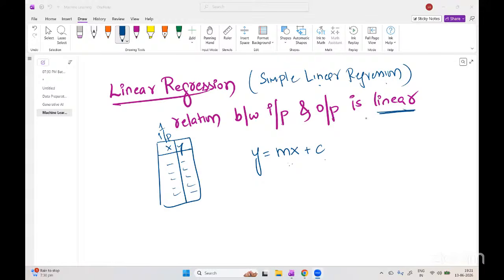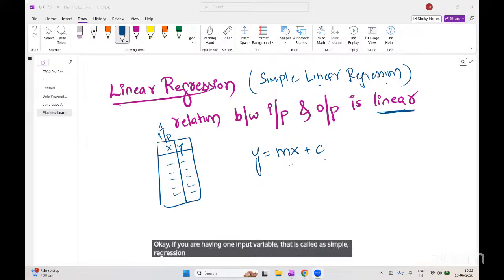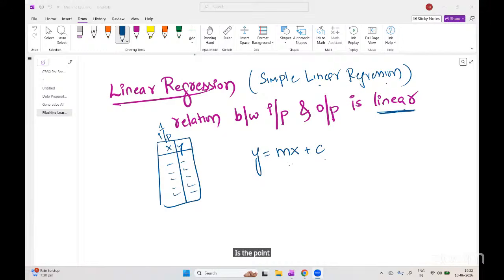Right? So linear regression means y is equal to mx plus c. What do we have here? Yes, Shiva Krishna. What is regression? One input and one output. Okay. If you have one input variable, that is called simple. Regression means the output is continuous or numeric. Linear means the relation between them should be linear. The relation should be like this. Is the point clear?